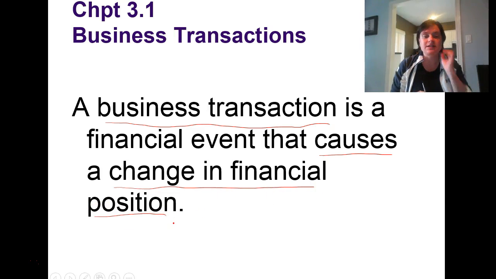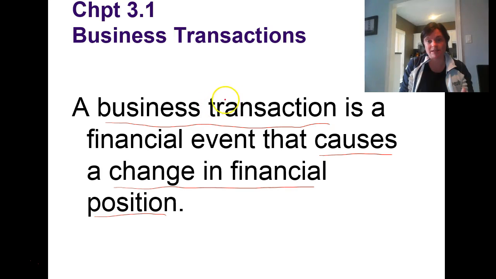So if something causes the financial position of the company to change, so either the company owes more money, the company's paid out some money, the company has earned some money, the company has suffered a loss, if any of those events happen, then that is called a change in financial position, and it means we need to record a business transaction.